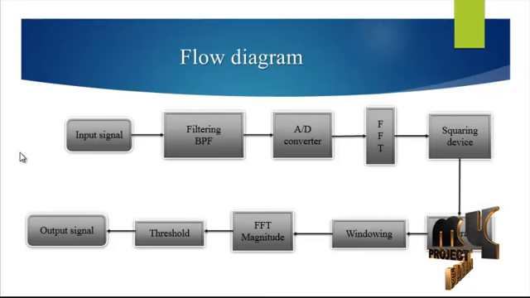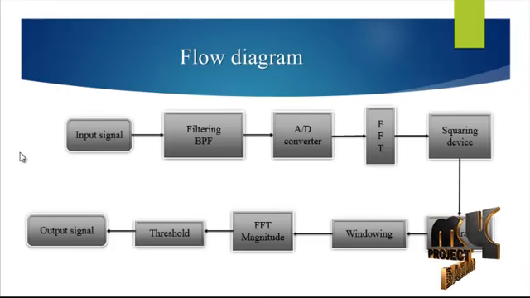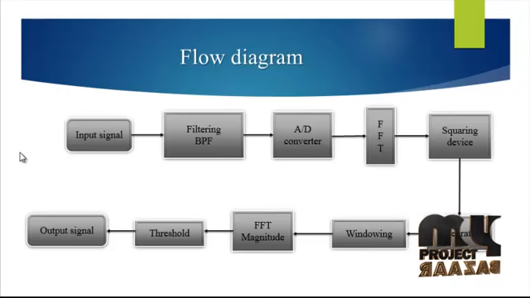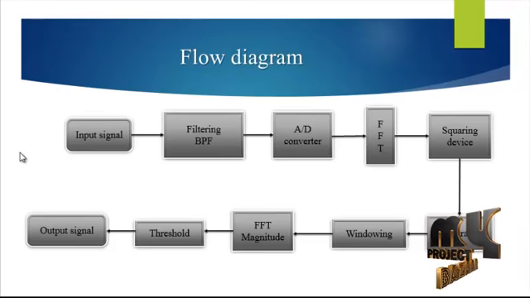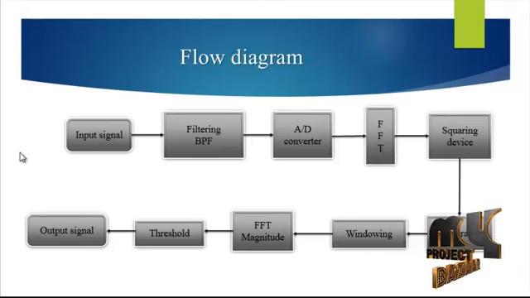So if the value is, for example, greater than 0.1, the secondary values are presented. If it is less than 0.1, the primary values are presented. This is the threshold value of the processing, and then we finally get the output signal. From the output signal, we calculate the FFT.